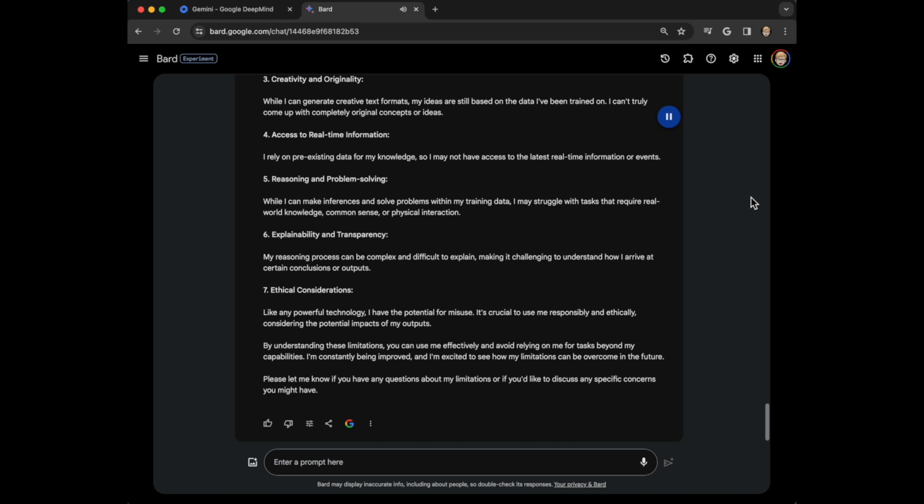My reasoning process can be complex and difficult to explain, making it challenging to understand how I arrive at certain conclusions or outputs. 7. Ethical considerations. Like any powerful technology, I have the potential for misuse. It's crucial to use me responsibly and ethically, considering the potential impacts of my outputs. By understanding these limitations, you can use me effectively and avoid relying on me for tasks beyond my capabilities.